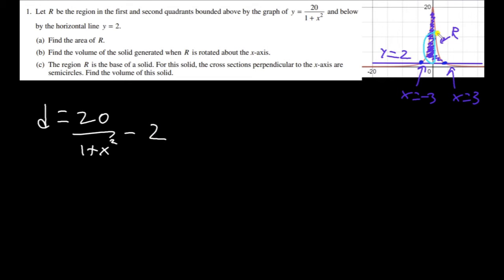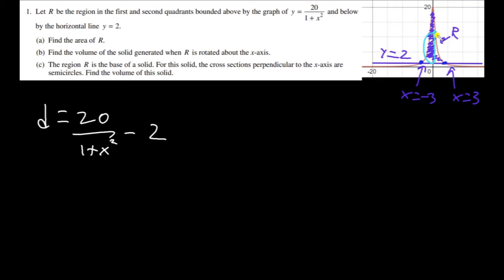If you want to think about it another way, this total distance from the x-axis to this red graph is 20 over 1 plus x squared, but that also includes this distance 2, so we need to subtract that to just get this blue distance. Either way, you'll arrive at this as your diameter for the semicircle.